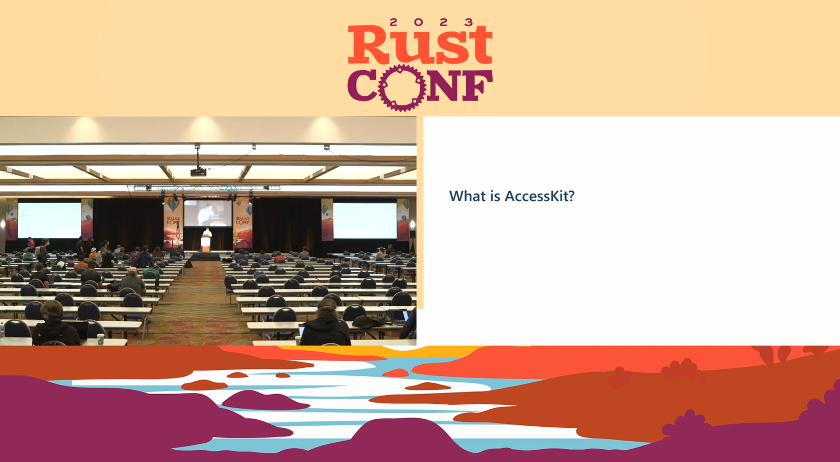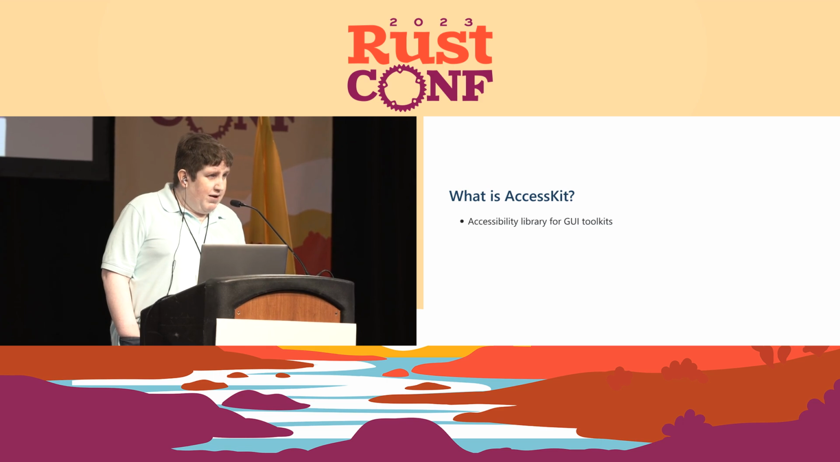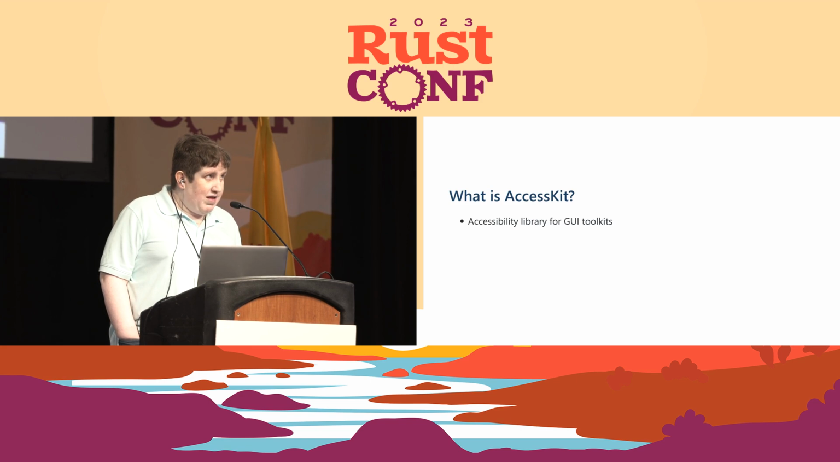I'm Matt Campbell, and I'm here today to talk about GUI accessibility across platforms and programming languages using Rust, and in particular, an open source project called AccessKit. So, what is AccessKit? It's a cross platform library that GUI toolkit developers can use to make their user interfaces accessible to blind people with screen readers, low vision, people using screen magnifiers, plus people with various other disabilities using other assistive technologies.